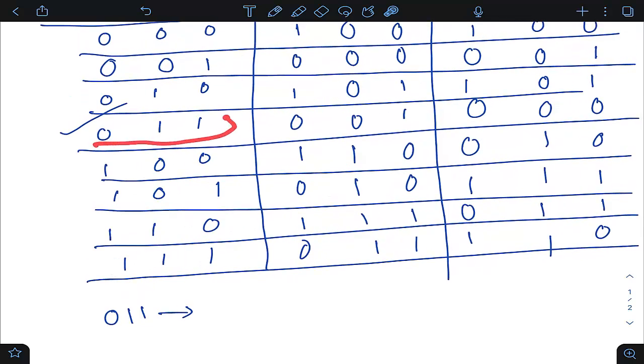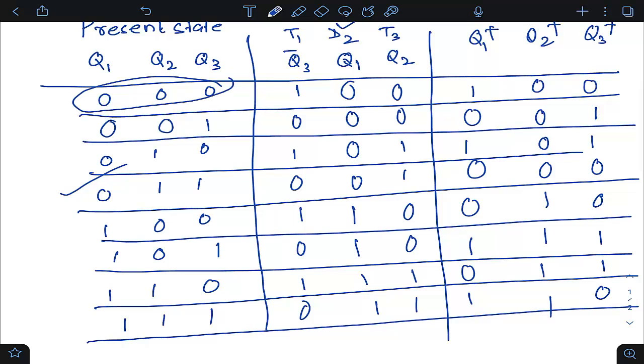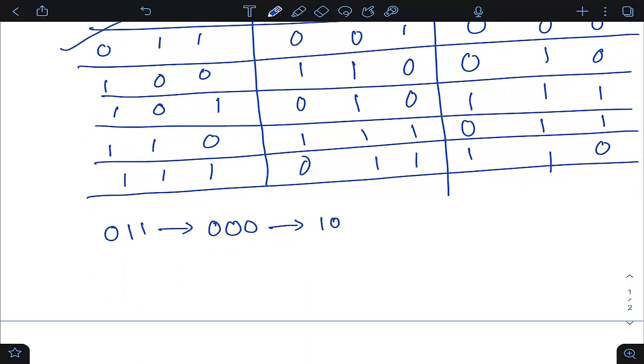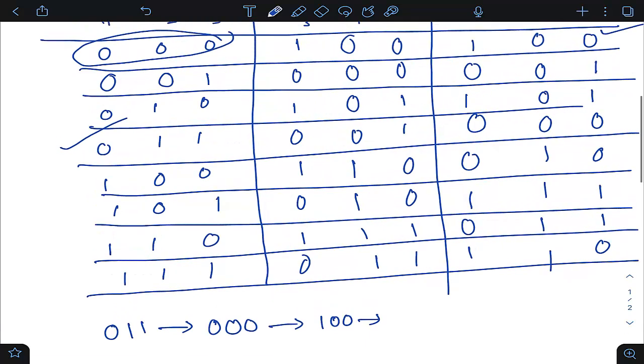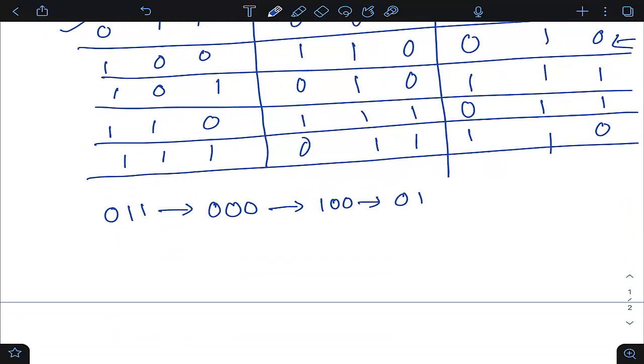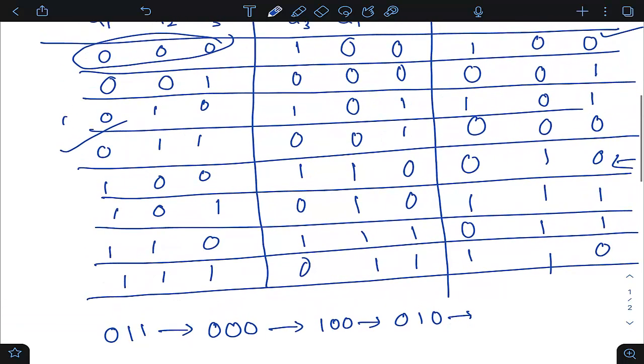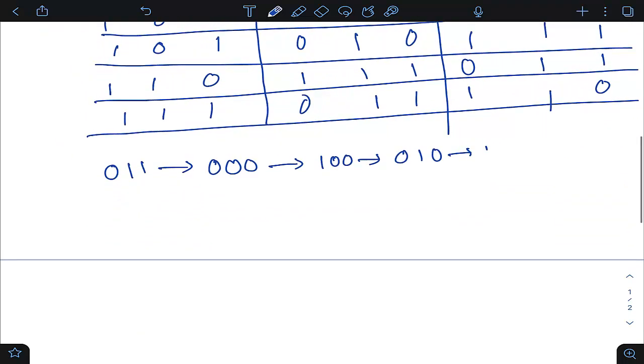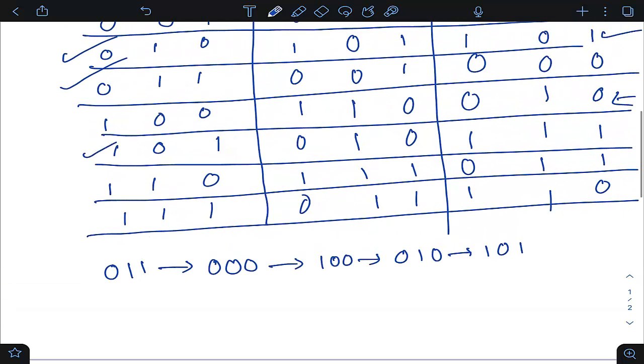If the present state is 0 1 1, my next state is 0 0 0. If the present state is 0 0 0, the next state is 1 0 0. If the present state is 1 0 0, the next state is 0 1 0. If the present state is 0 1 0, next state is 1 0 1. If the present state is 1 0 1, next state is 1 1 1. If the present state is 1 1 1, next state is 1 1 0. If the present state is 1 1 0, next state is 0 1 1. So it is 0 1 1.